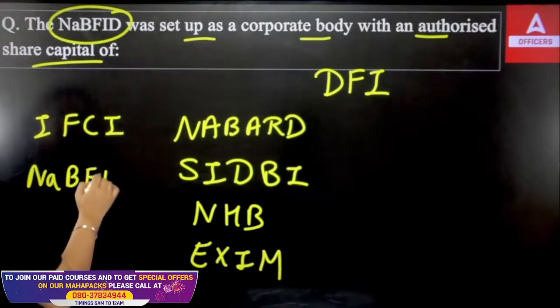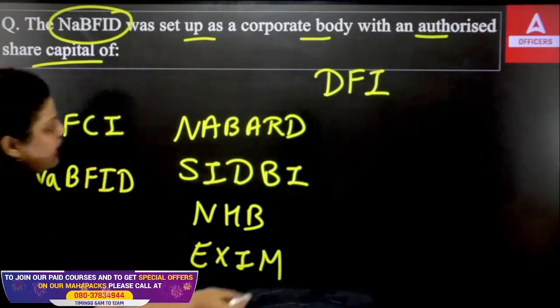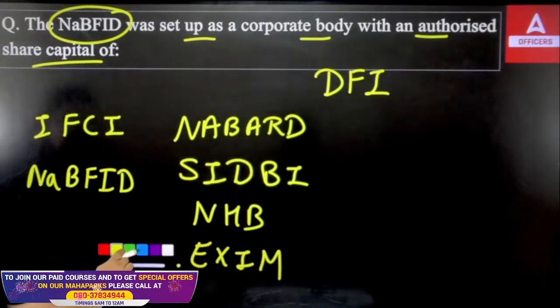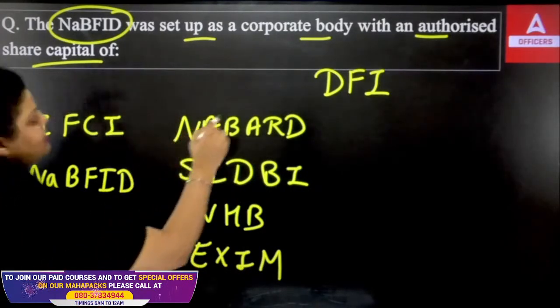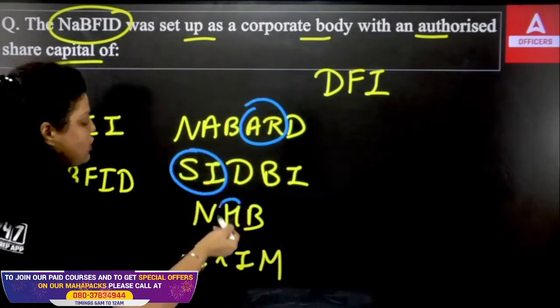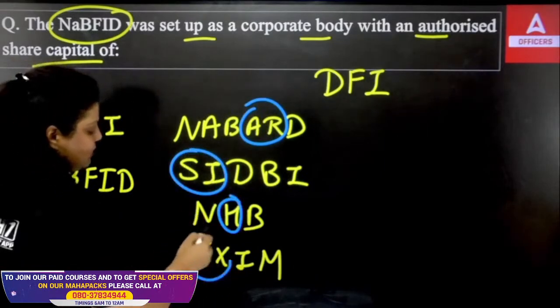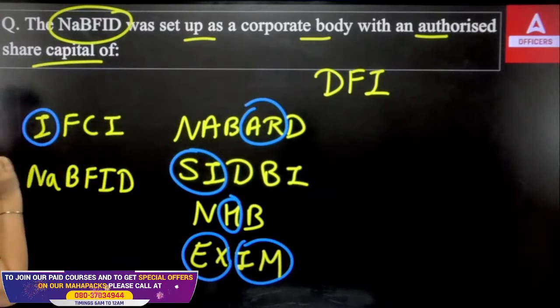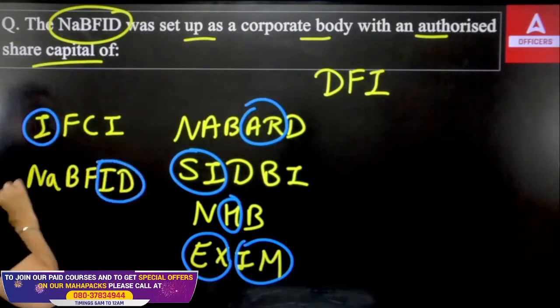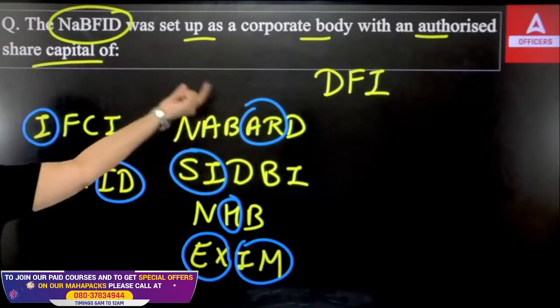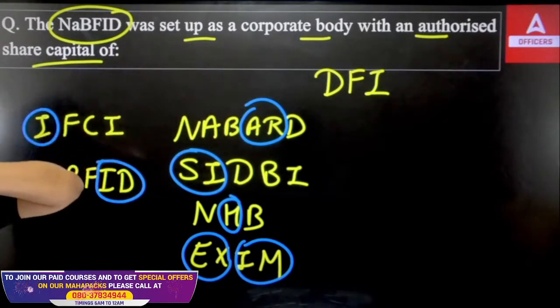So these are the development financial institutions, and they work for what? They work for a particular sector only. Like you can see, NABARD works for agriculture and rural development, SIDBI works for small industries, NHB works for the housing sector, EXIM works for export and import, IFCI works for big industries, and NABFID works for infrastructure development. So development financial institutions are those institutions which develop a particular sector of the country.